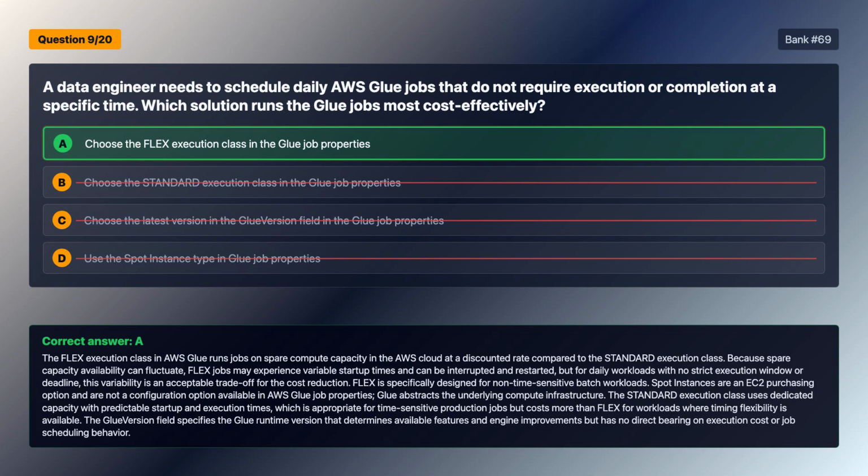The Glue version field specifies the Glue runtime version that determines available features and engine improvements, but has no direct bearing on execution cost or job scheduling behavior.